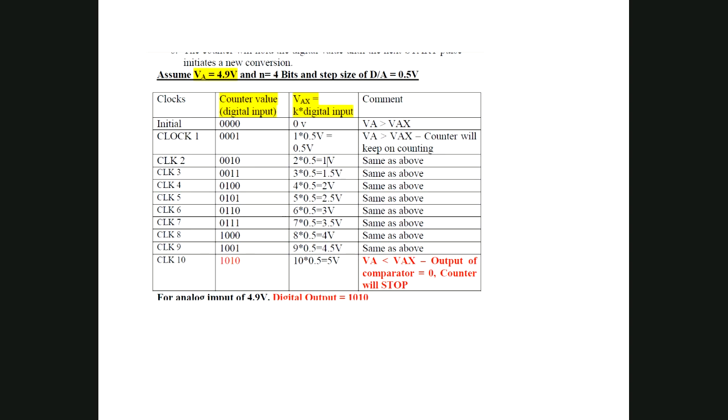Now, as I said to you, we will compare VA and VAX. We have two things in the comparator, VA and VAX. VA is the input. VAX is coming from the digital to analog converter.